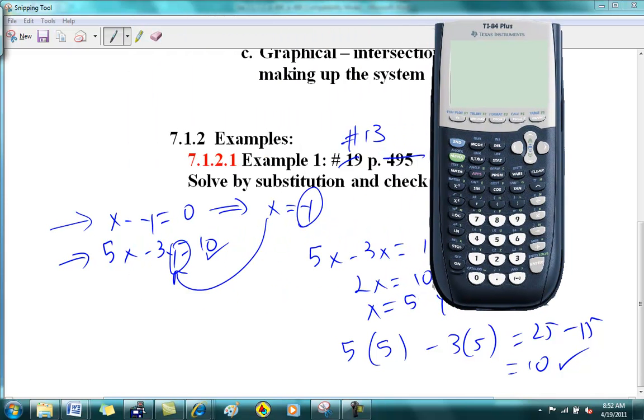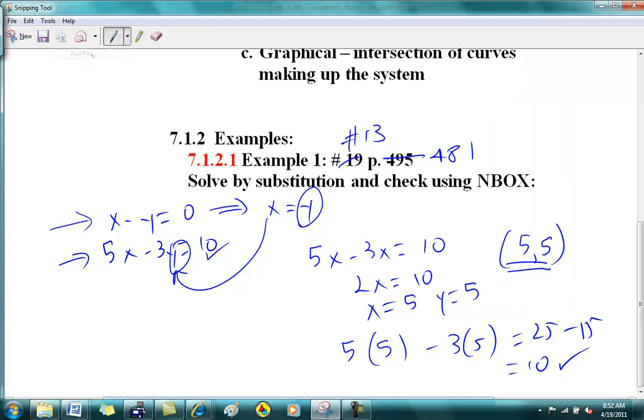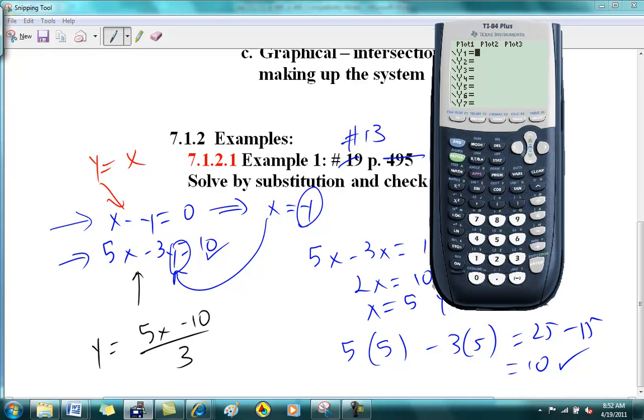Make sure your calculator is in function mode, because we've been playing around with these modes. You go into y equals, and you start entering the equations. Remember, you'll have to isolate the y variables. So here, if I isolate it, I get y equals x. And if I isolate it here, I get y is equal to 5x minus 10 all over 3. So those are your two equations that you need to put in your calculator. The first one's easy, y equals x. The next one is parenthesis 5x minus 10 divided by 3, and graph that.